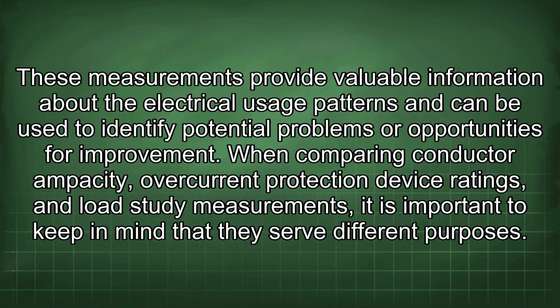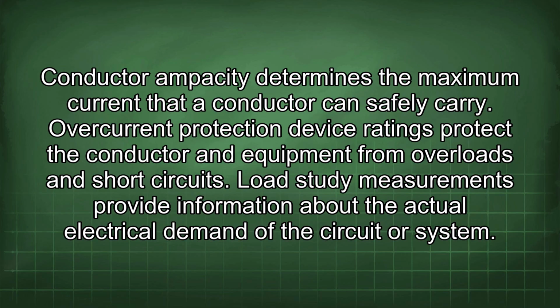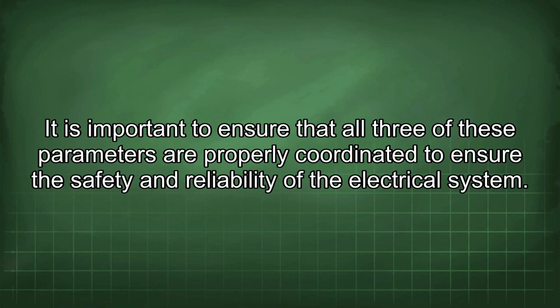When comparing conductor ampacity, overcurrent protection device ratings, and load study measurements, it is important to keep in mind that they serve different purposes. Conductor ampacity determines the maximum current that a conductor can safely carry. Overcurrent protection device ratings protect the conductor and equipment from overloads and short circuits. Load study measurements provide information about the actual electrical demand of the circuit or system. It is important to ensure that all three of these parameters are properly coordinated to ensure the safety and reliability of the electrical system.